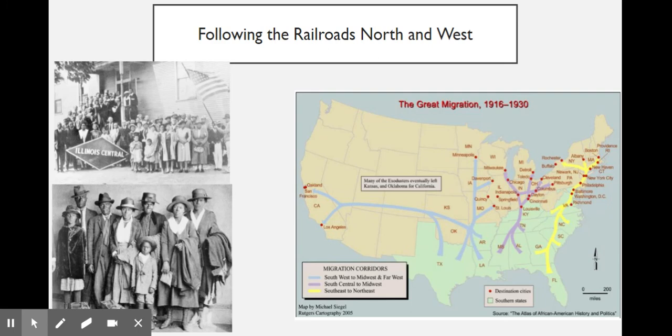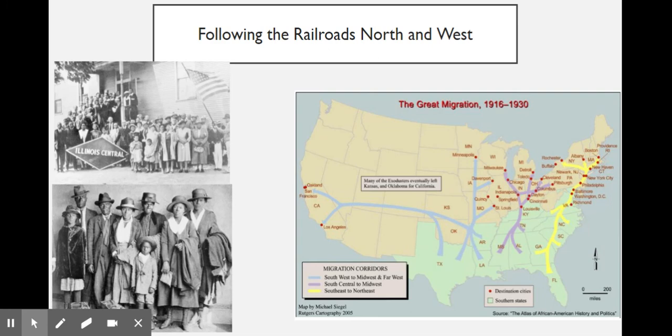Also, when we look at migratory patterns in human history, we often look at shipping routes. We look at essentially the path that people could walk. We're now going to be looking at rail lines. That's what's going to really define where African Americans settle in this period. And it's the rail lines based on the state you come from.